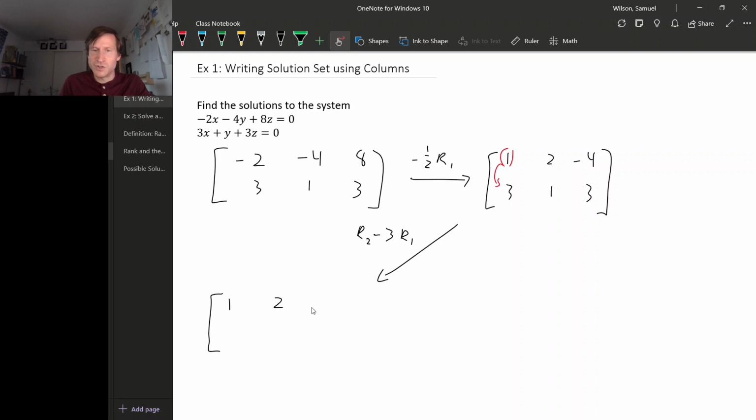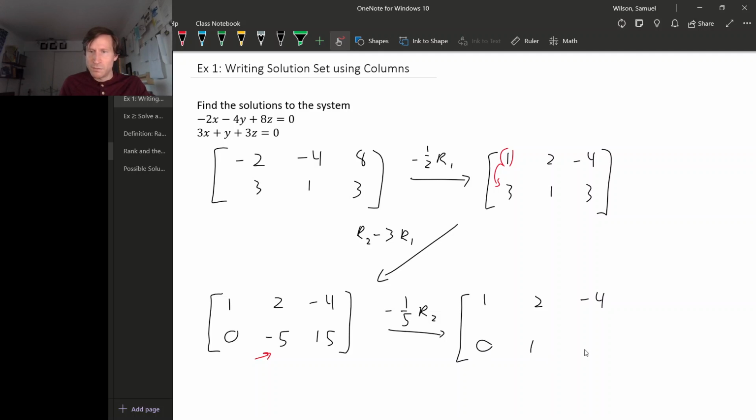So the first row is still 1, 2, -4. The second row is 3 minus 3 times 1, which is 0; 1 minus 3 times 2 is -5; and 3 minus 3 times -4, so that's plus 12, that's 15. Now to get this into row echelon form, we need to make a 1 show up in the leading position in row 2. So we take row 2 and multiply by -1/5. So we have 1, 2, -4 and then 0, 1, -3. Since this third column isn't going to have a leading 1 in it, and this is the column that corresponds to the variable z, z is going to be a free variable.